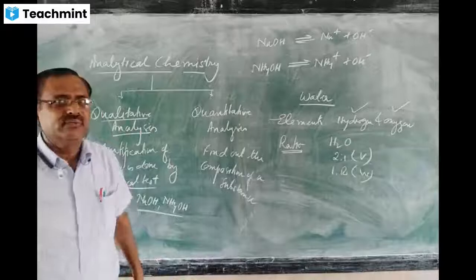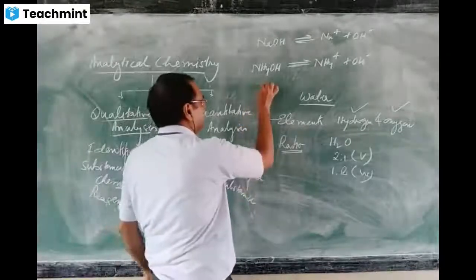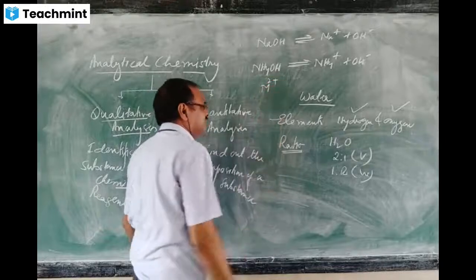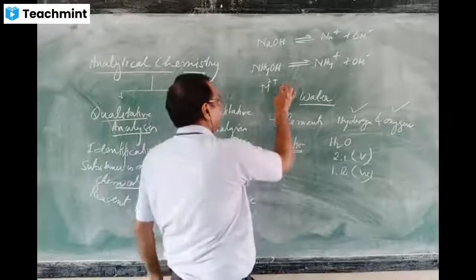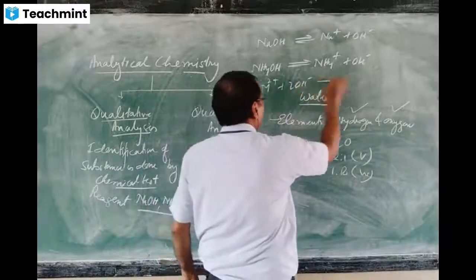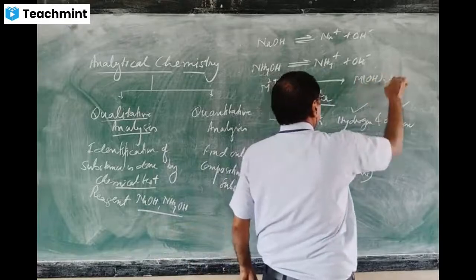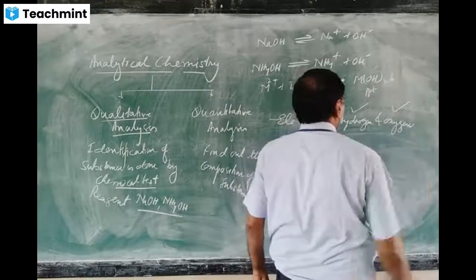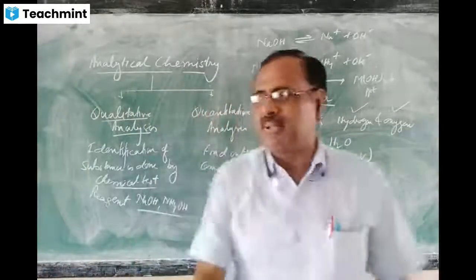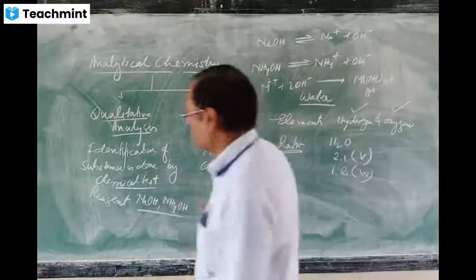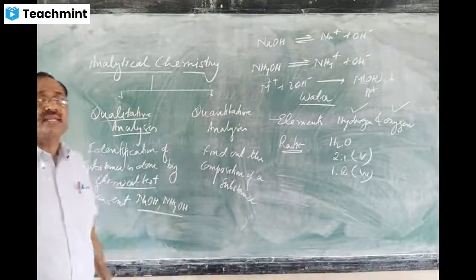Next, what will happen? You apply this test to a salt solution. In the salt solution, metal ions are there. I have taken one hypothetical example, M2+, valency 2+, that combines with 2 hydroxyl ions and forms M(OH)2. This precipitate you get. By the color of the precipitate, and whether the precipitate is soluble or insoluble in excess sodium or ammonium hydroxide, you can identify which cations are there.